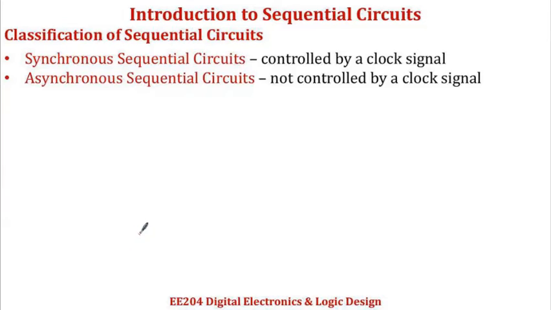Sequential circuits can be classified into two. One is called the synchronous sequential circuit and the other one is called the asynchronous sequential circuit. Now the only difference between these two is that the synchronous sequential circuit is controlled by a clock signal, whereas you don't require a clock signal to control the asynchronous sequential circuit.